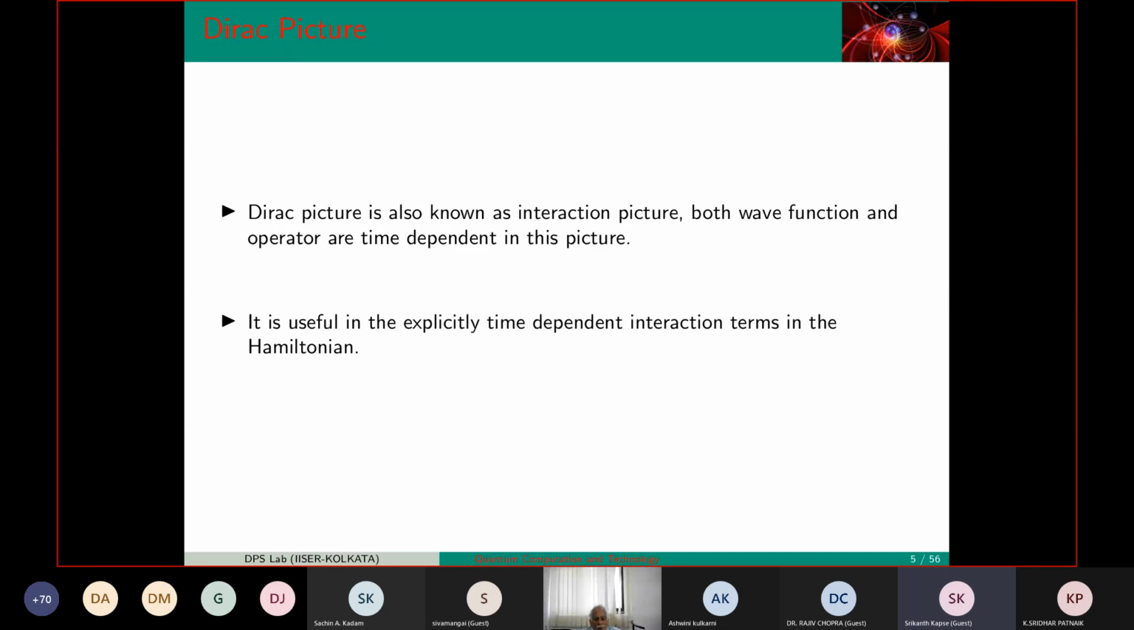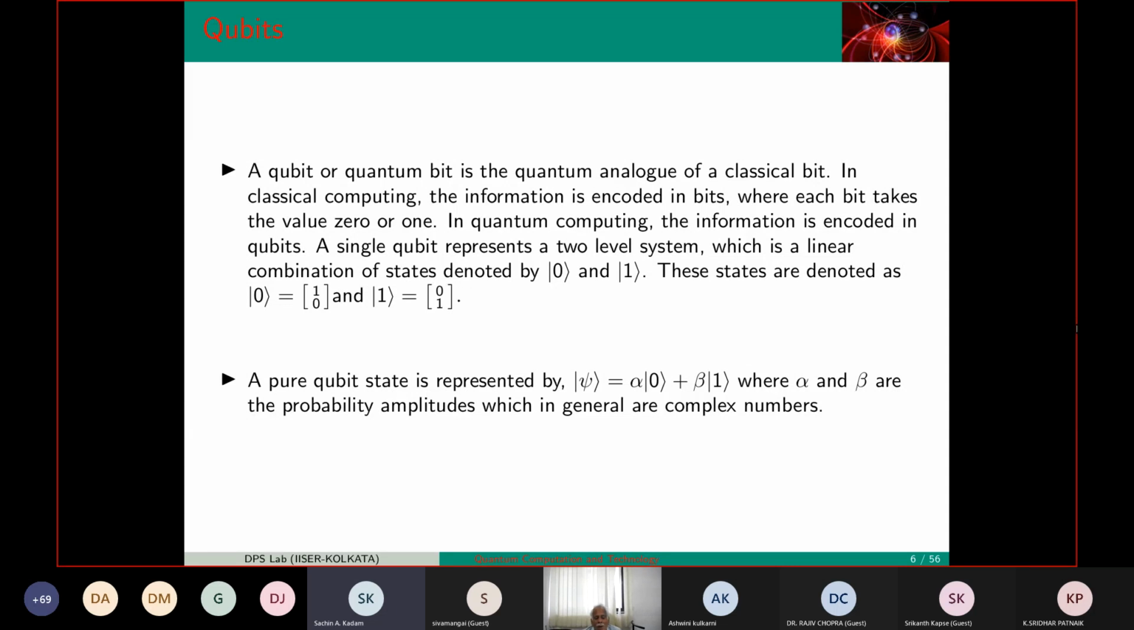Am I audible? Sir, am I audible? Yes, sir, you're audible. Participants, I think one of the mics is on. Okay, all right. I have muted.